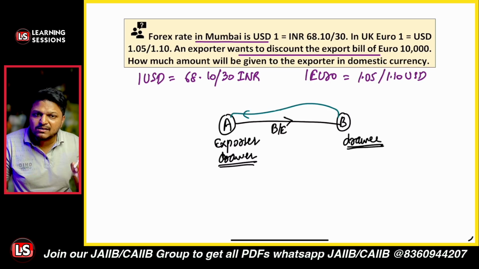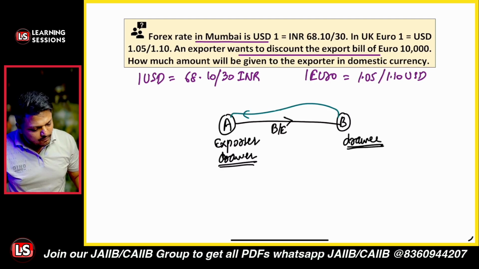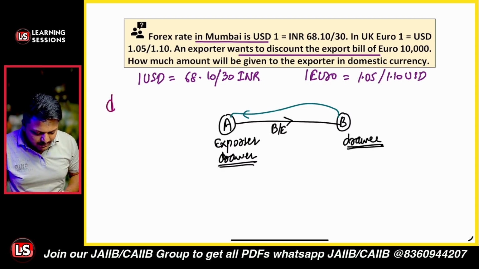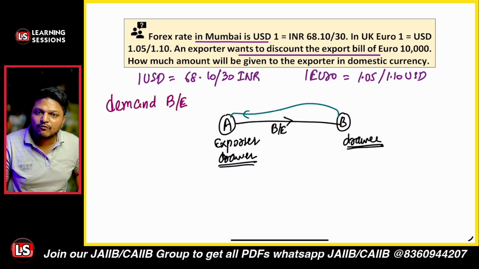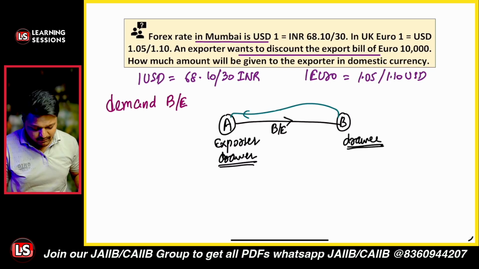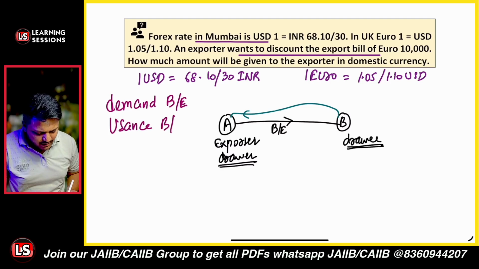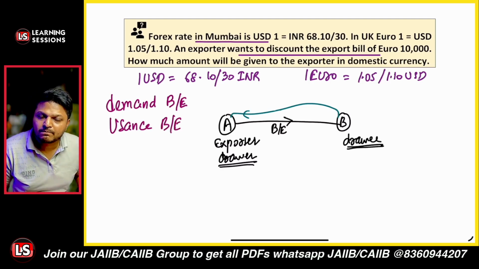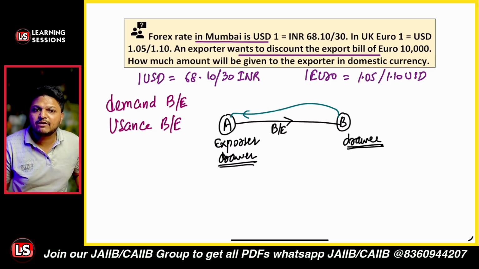So the bills can be of two forms. One form could be the demand bill of exchange. Demand bill of exchange, as the name suggests, whensoever the bill is presented to person B, person B has an obligation to pay the amount. And the other one could be the usance bill of exchange, where a credit period is given to person B, a particular due date is given to person B.